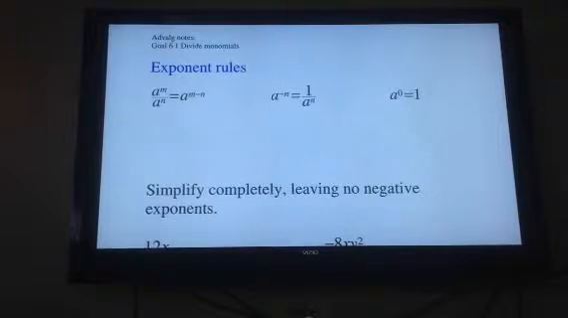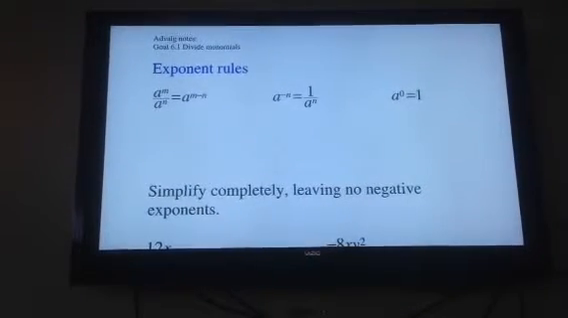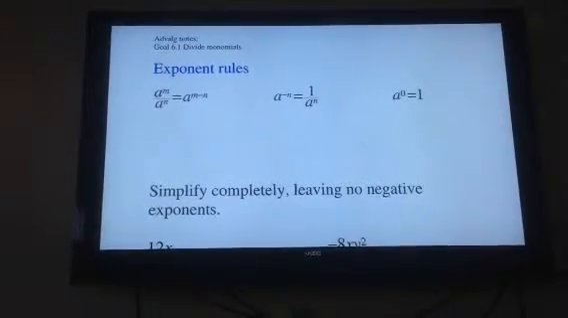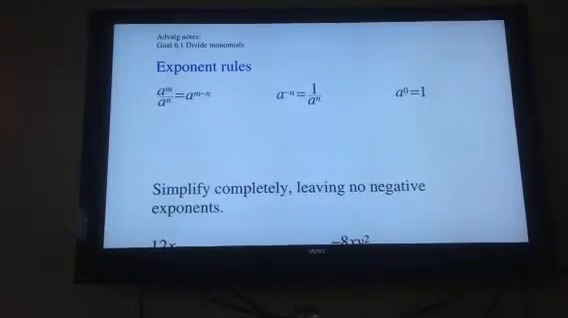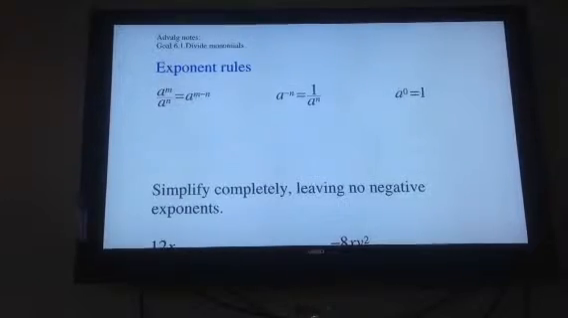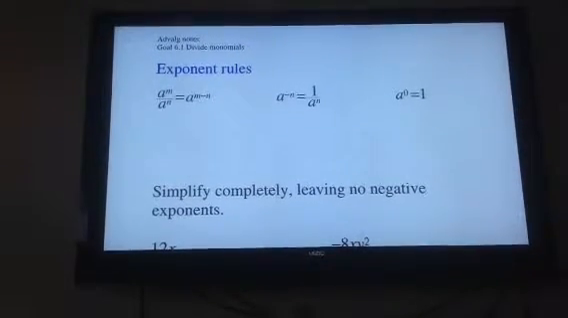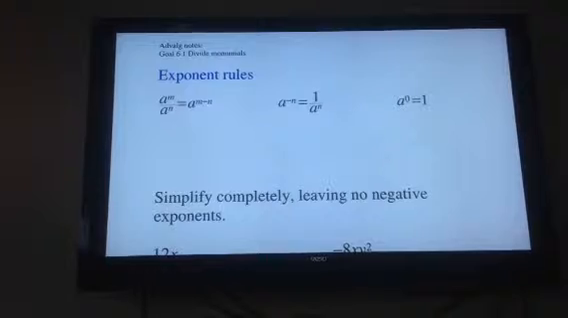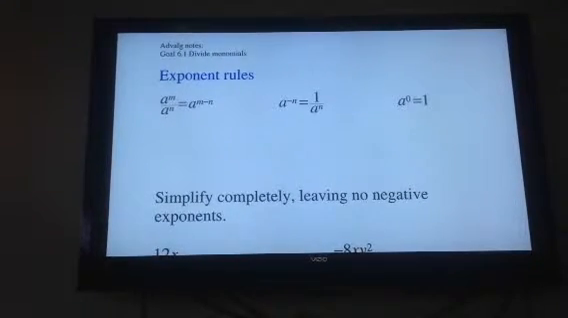In Goal 6.1, we are dividing monomials, and with that, we have 3 rules that we need to talk about before we do our questions. You will be having a goal assessment next class, so make sure that as we're going you're very clear about my notes and that you ask questions, okay?